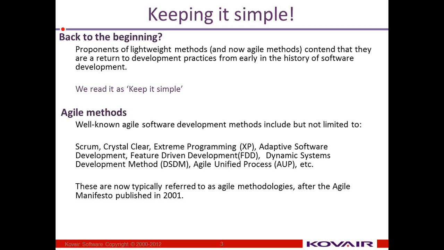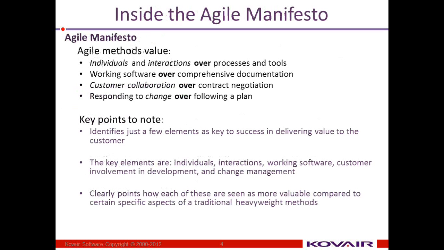Some of the well-known Agile methods are Scrum, Crystal Clear, Extreme Programming, Adaptive Software, etc. These are now typically referred to as Agile methodologies after the Agile Manifesto was published. Moving to the next slide.